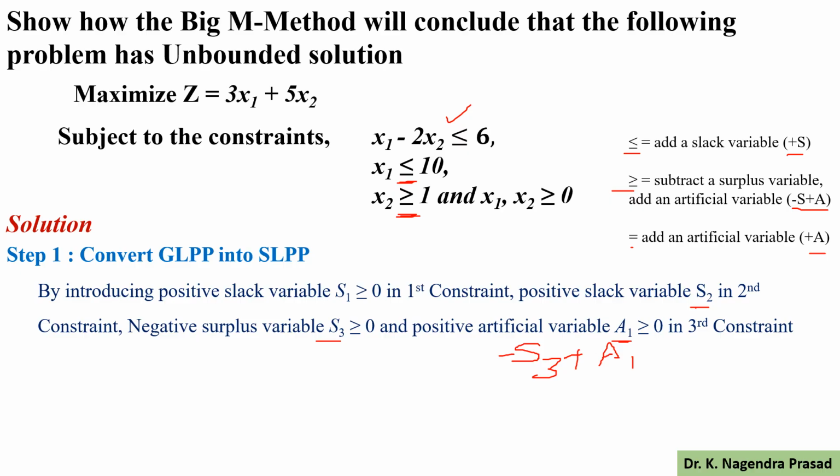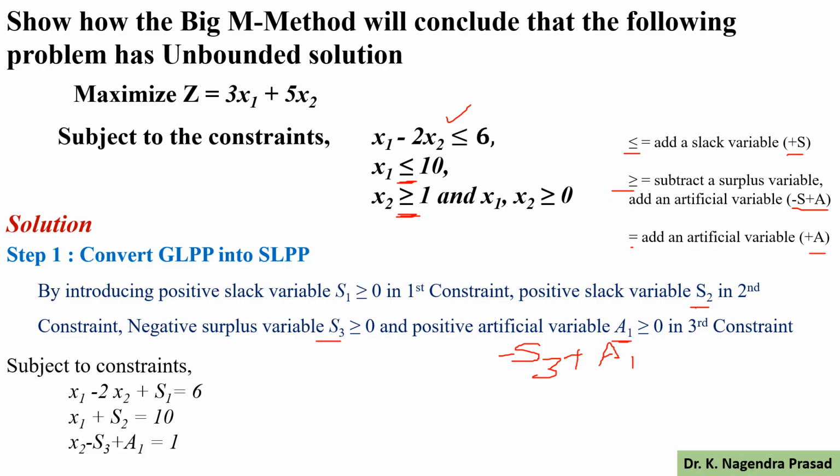Then the given constraints will become x1 minus 2x2 plus s1 equal to 6, x1 plus s2 equal to 10, x2 minus s3 plus a1 equal to 1.